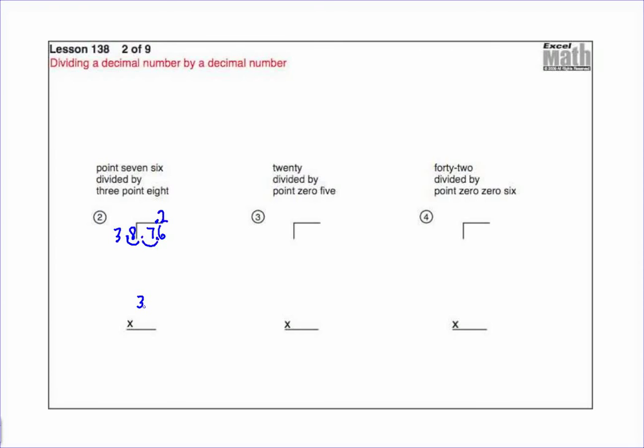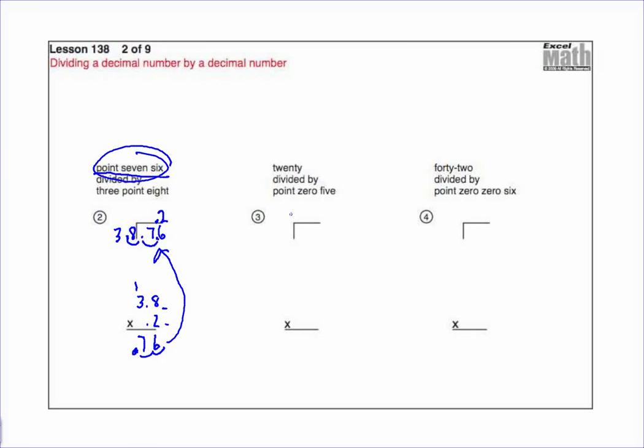Now let's check it. 3.8, you should be writing this on your paper, times 0.2. 8 times 2 is 16, carry the 1. 3 times 2 is 6, plus 1 is 7. And then I'm going to move my decimal point over one spot here, one spot there, so it goes over 2 spots. So I get 0.76. And 0.76 was the original number. I did move it over, but it's got to come out to be this number, 0.76.